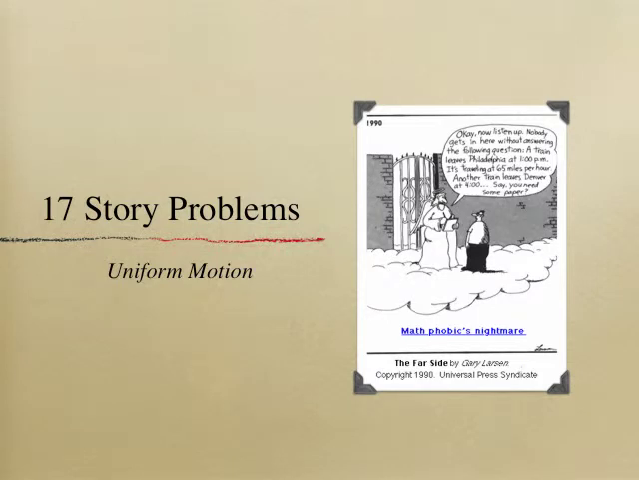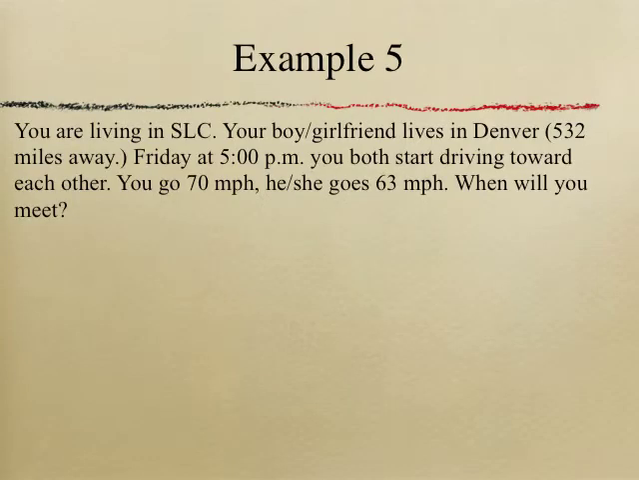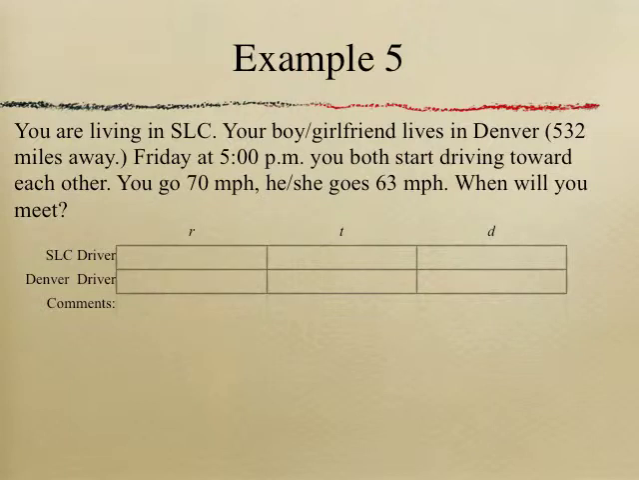Okay, now we are ready for our fifth example. Let's say you are living in Salt Lake and your boyfriend or girlfriend lives in Denver, which is 532 miles away. Friday at 5, you both start driving toward each other. You go 70 miles an hour and he or she goes 63 miles an hour. When will you meet? So here's our chart for the Salt Lake City driver and the Denver driver.